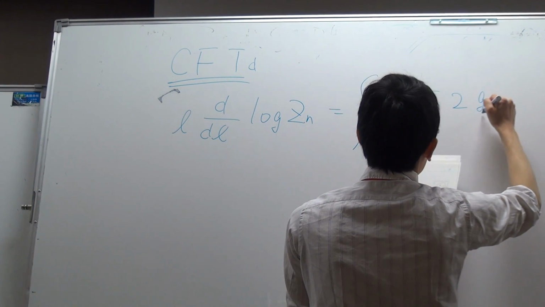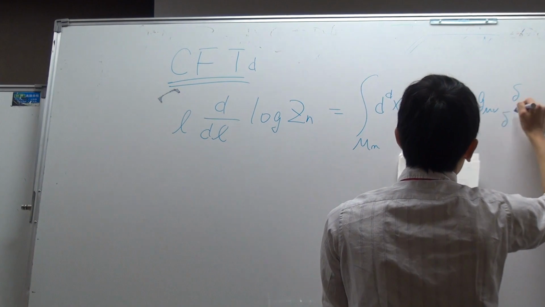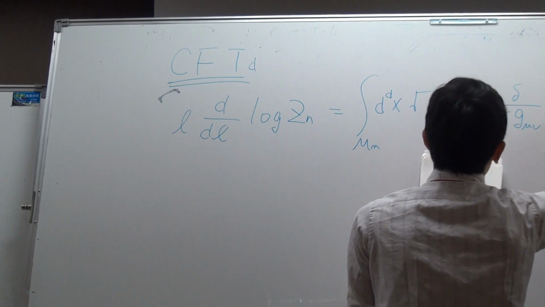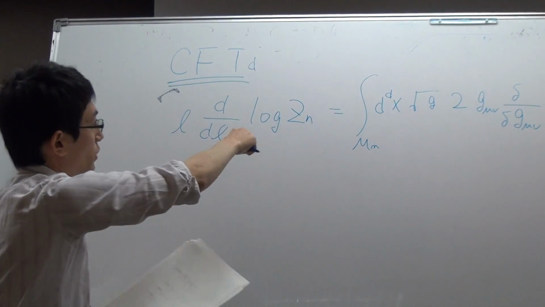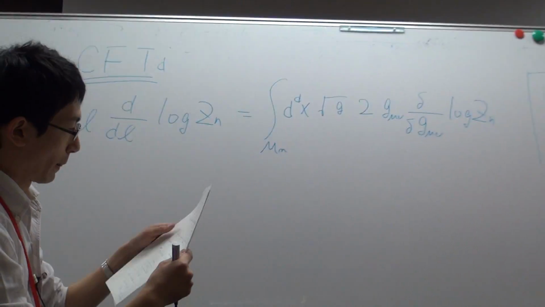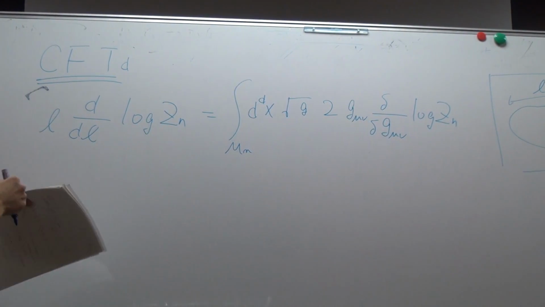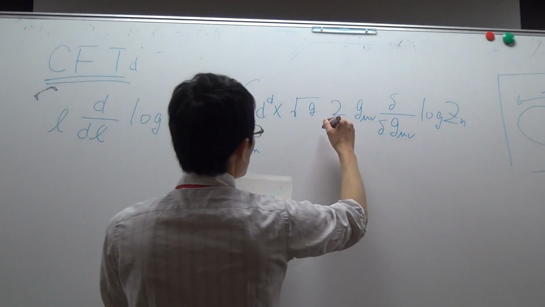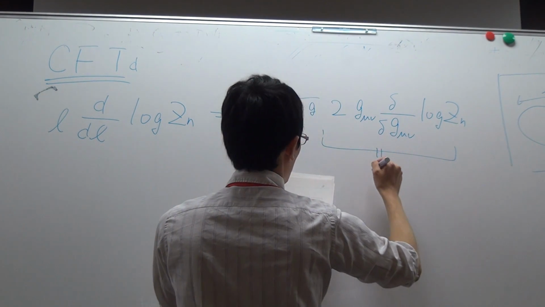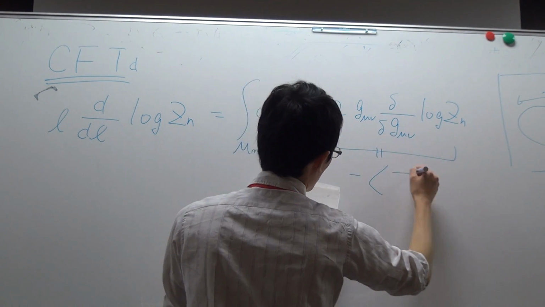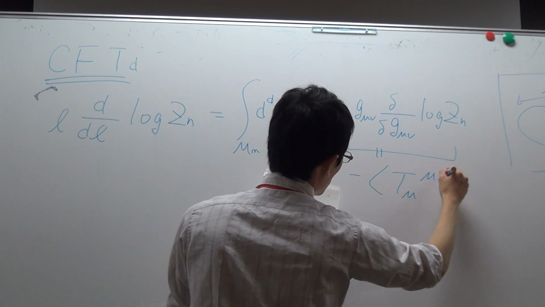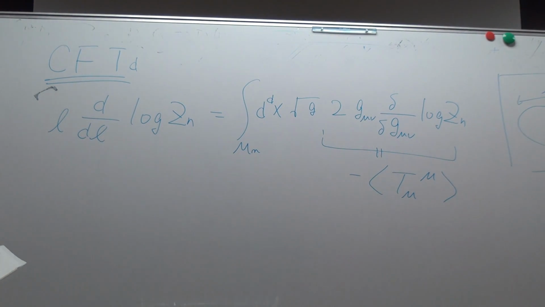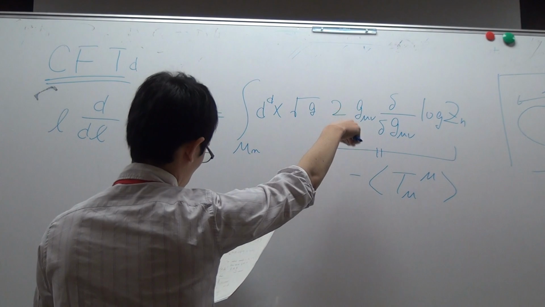And this is equal to acting a differential operator made of the metric. Okay, so these are equal. So rescaling l is equal to changing the metric. But this part is equal to minus, in my convention, the trace of the stress tensor. This is the stress tensor of my system, and my definition of the stress tensor is in this way.